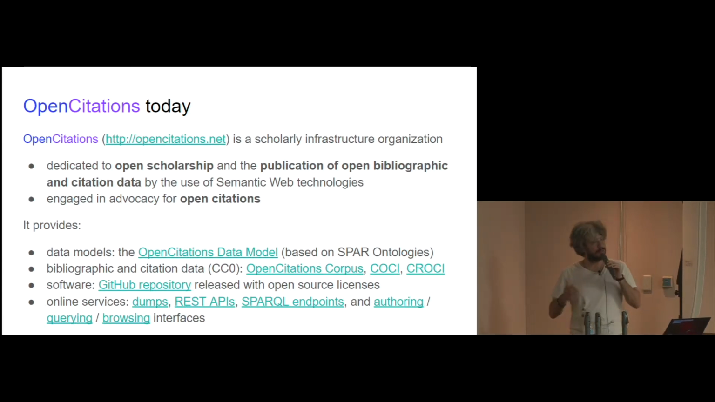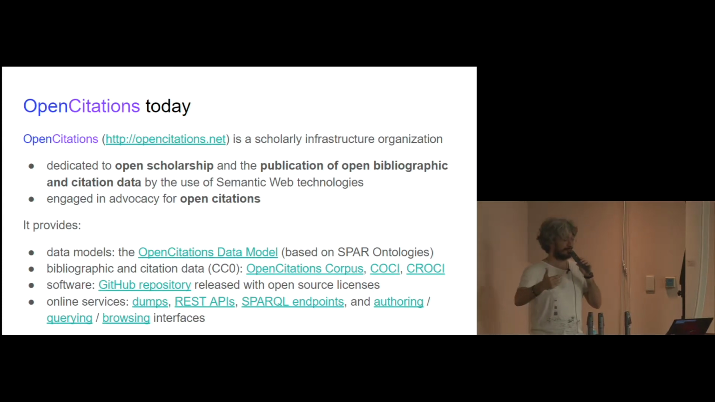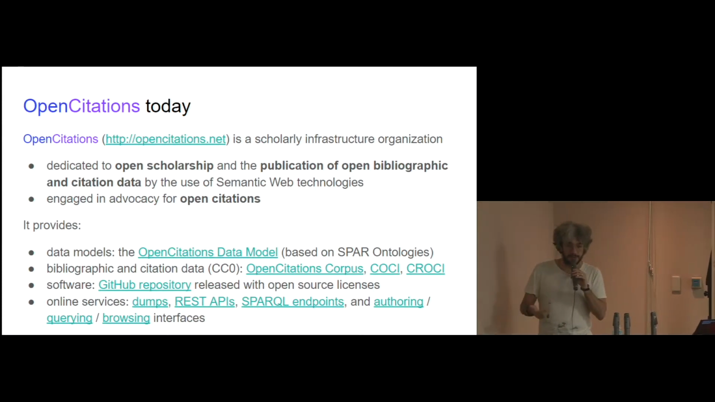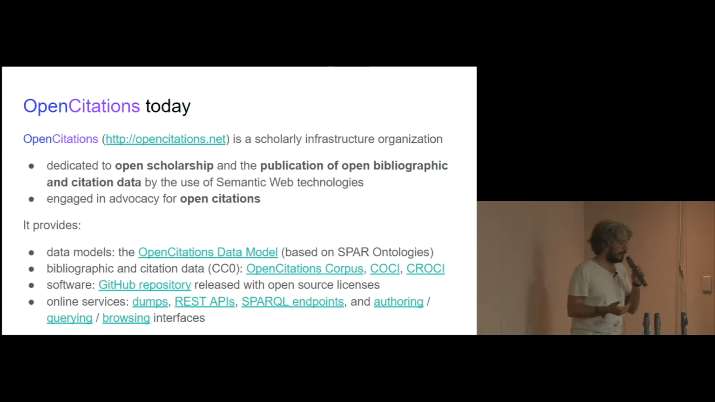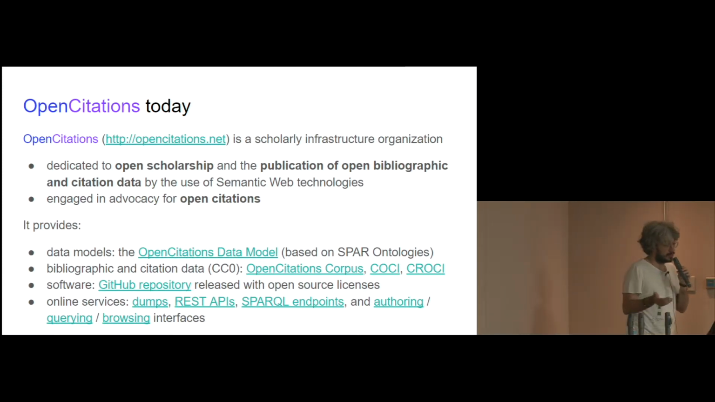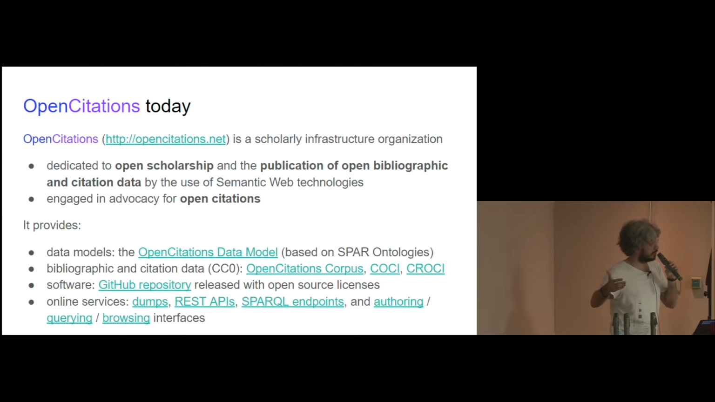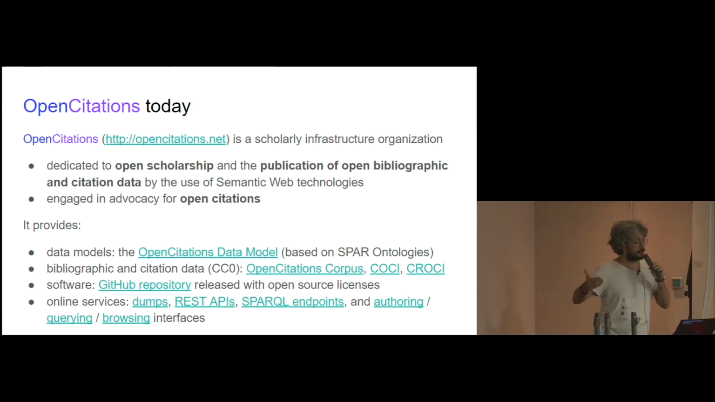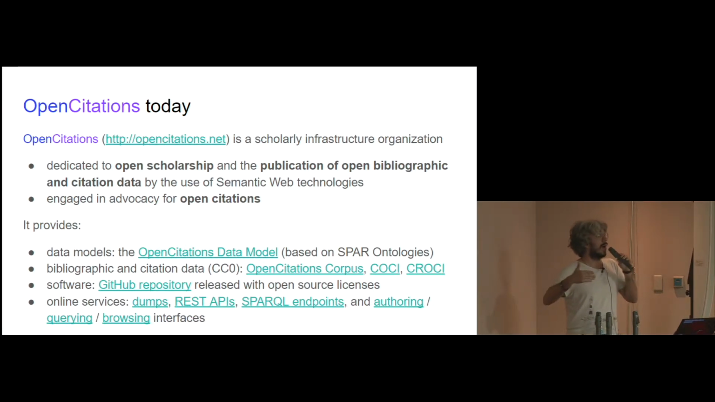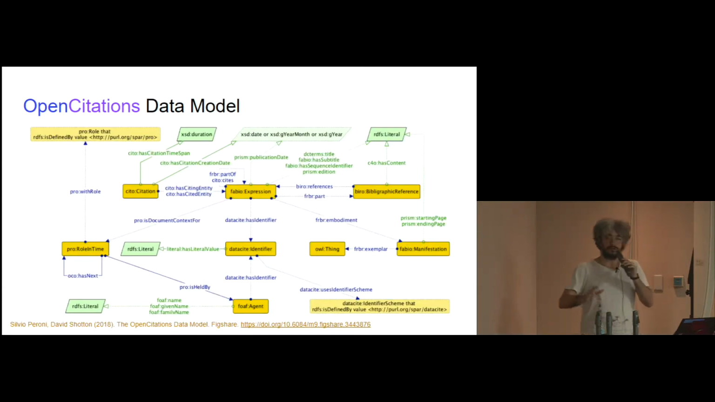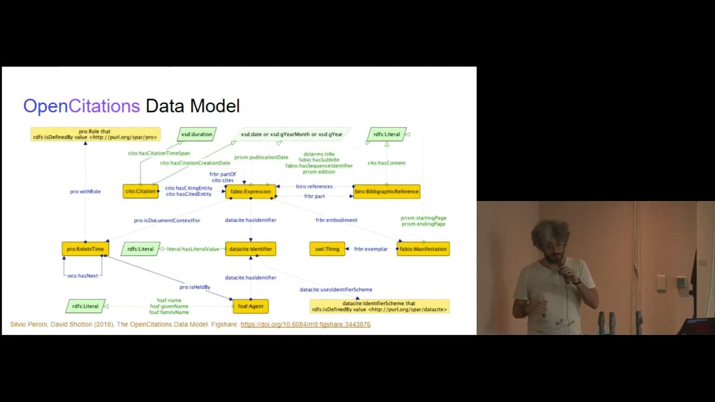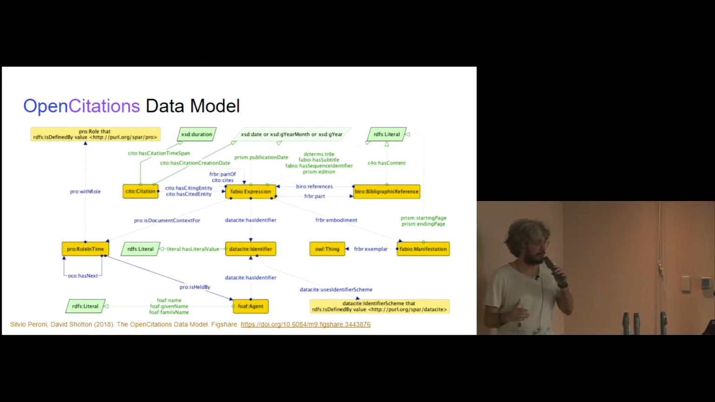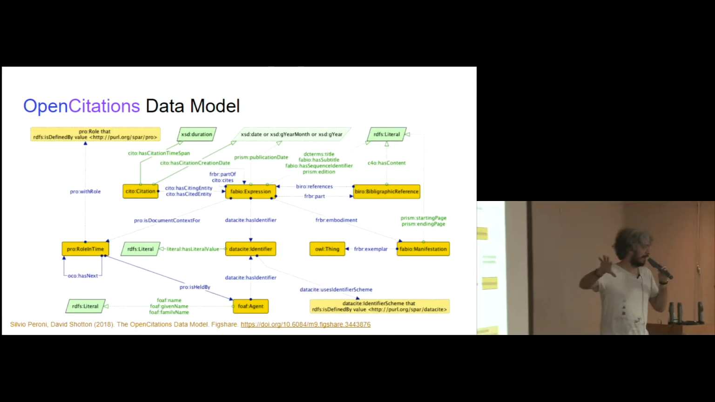In addition to the Open Citation Corpus, which was the original outcome of the project, we are now releasing a lot of other stuff, including models for modeling citation data, additional databases of citations, and software and services for accessing them freely available online. And this is just a picture that shows the data model that we use for describing citations. I don't want to focus too much on the technical details here.